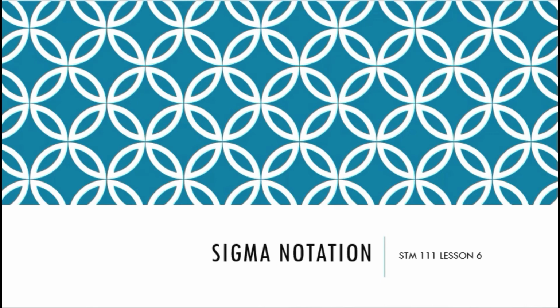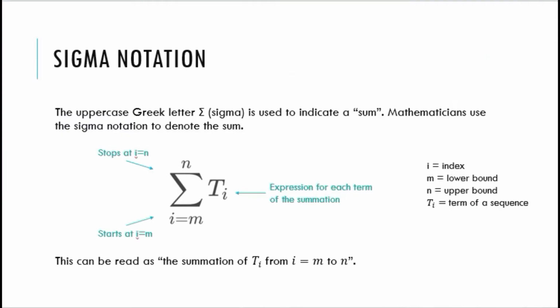Let's now move on to the sigma notation. The sigma symbol is used to indicate a sum. Mathematicians use the sigma notation to denote the sum of a sequence. So this sigma notation can be read as the summation of t sub i from i equals m to n. t sub i refers to the expression for each term of the summation. Basically, it tells us how to get each term in the sequence.